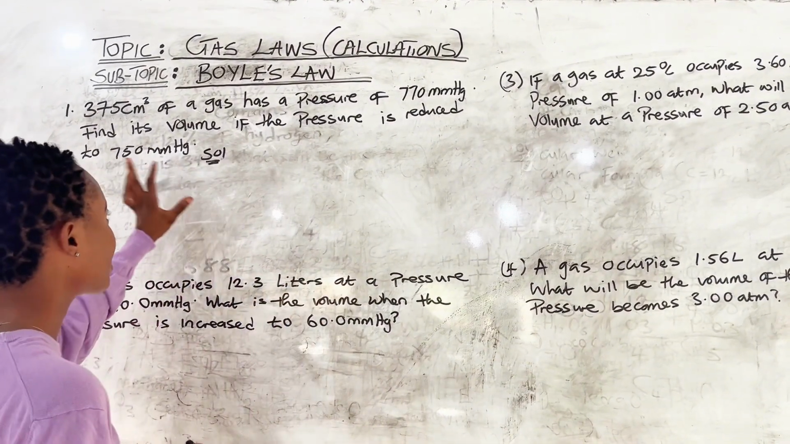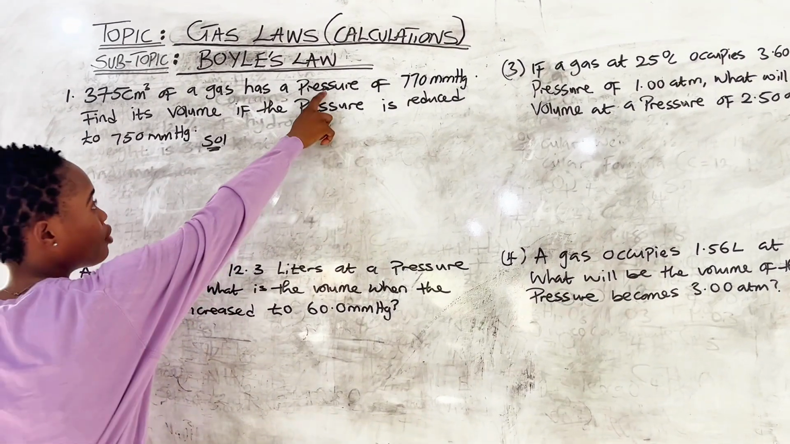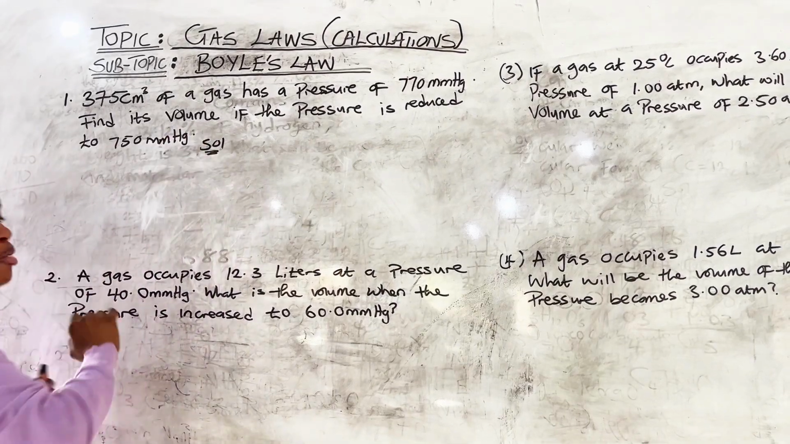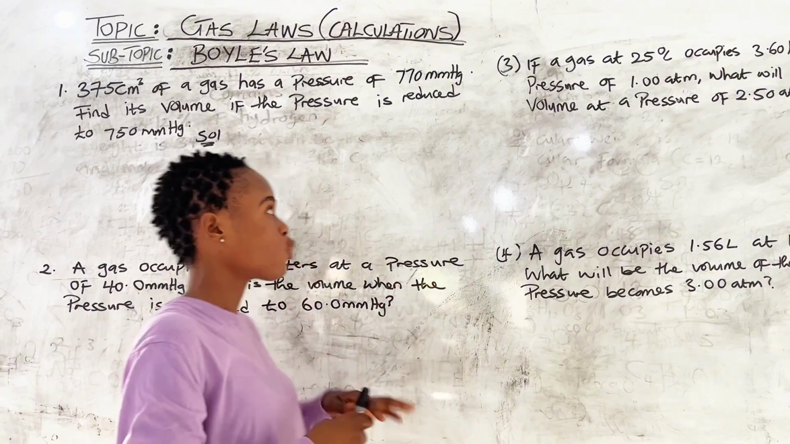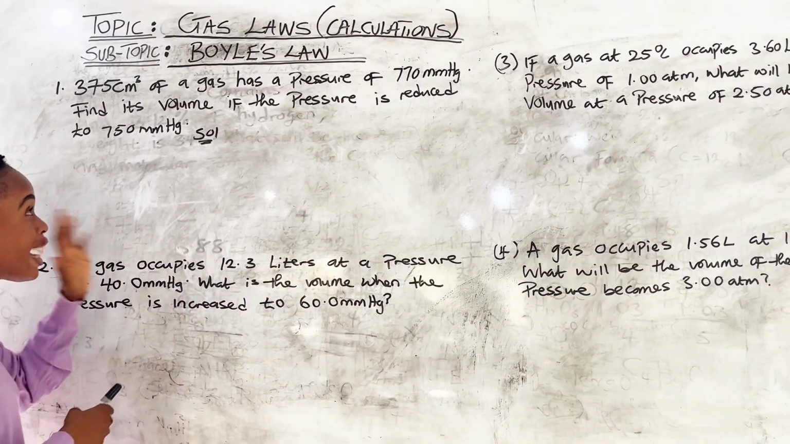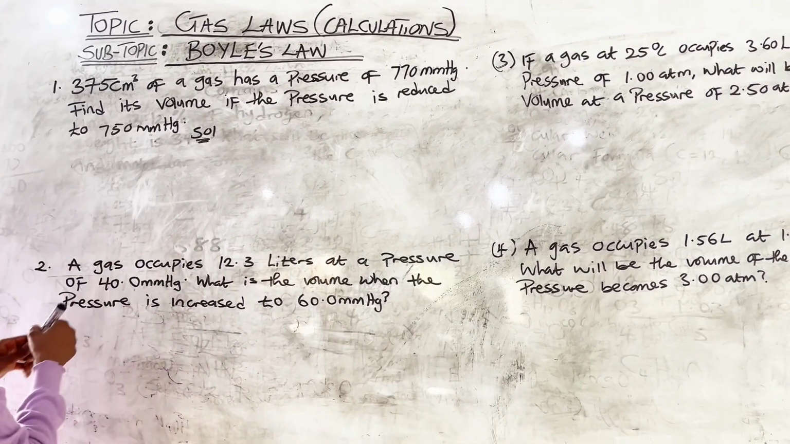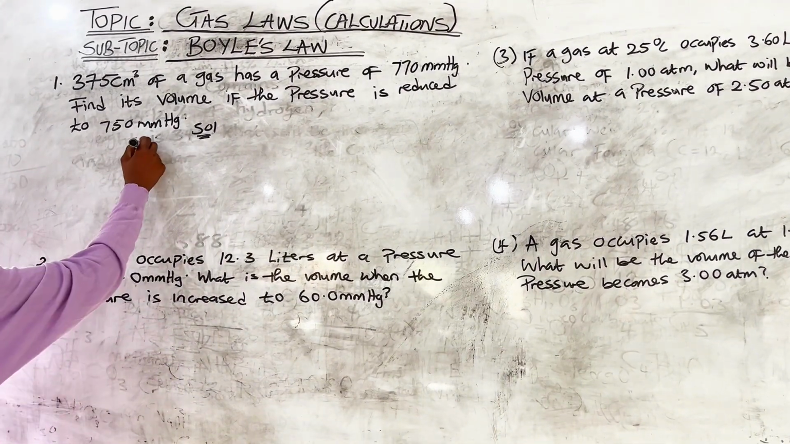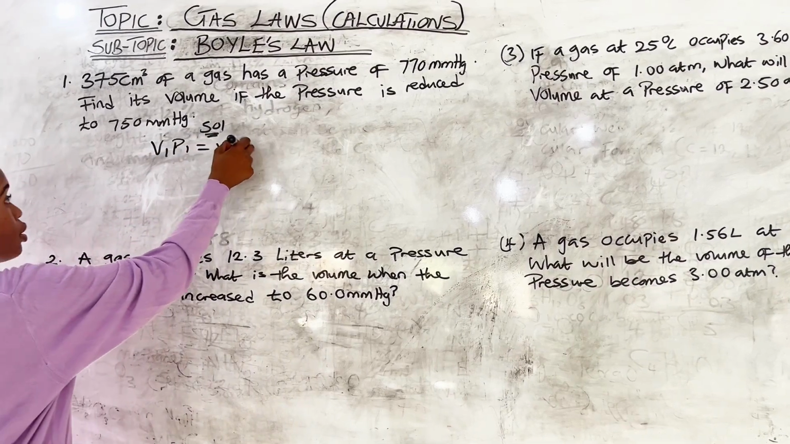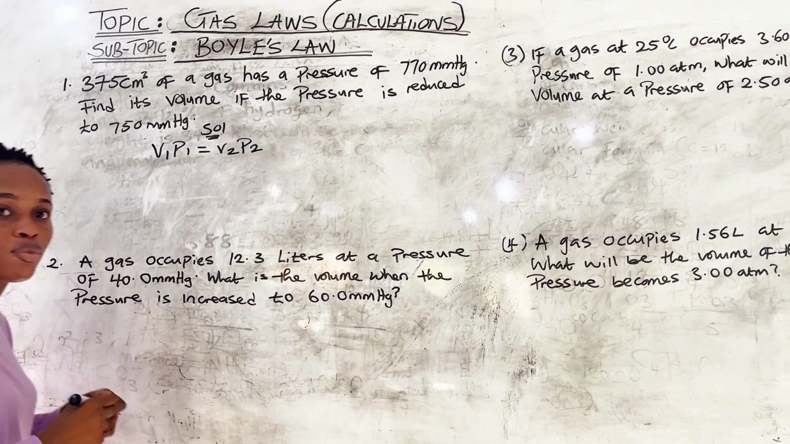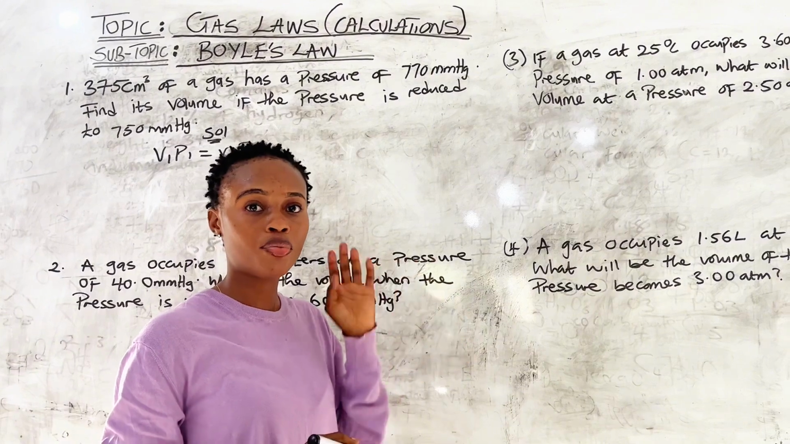So how do we identify that this is a Boyle's law question? I will tell you why. Because we are dealing with pressure and volume. Remember, we said for Boyle's law, our emphasis is on pressure and volume. So when the question has to do with pressure and volume, know that that is a Boyle's law question. So what is the formula for Boyle's law? It's V1 P1 equals V2 P2. V1 P1 is equal to V2 P2.